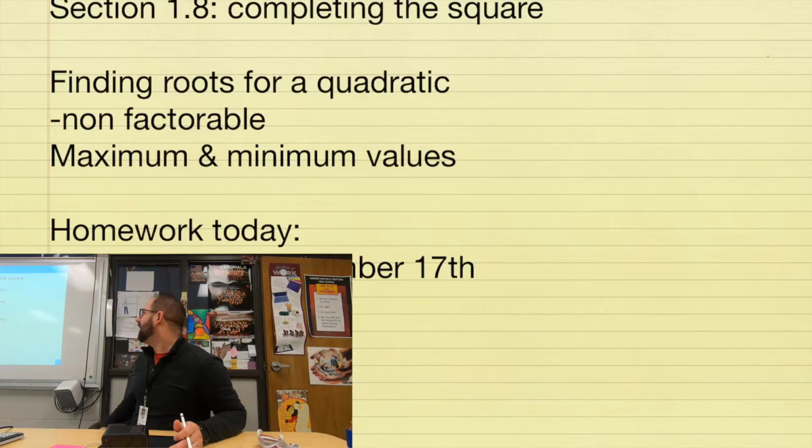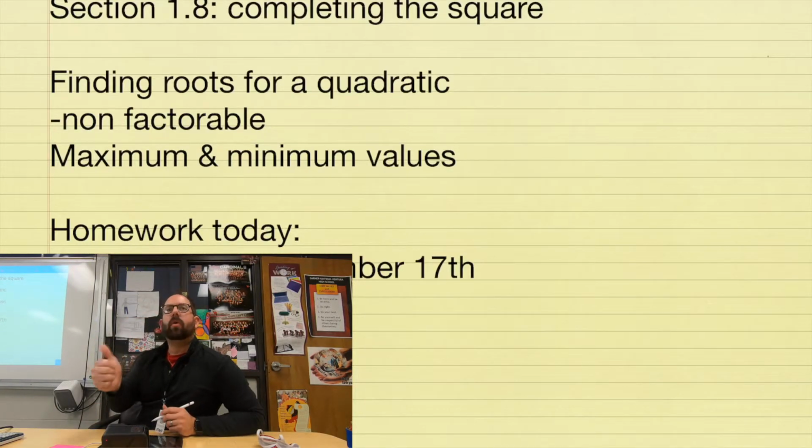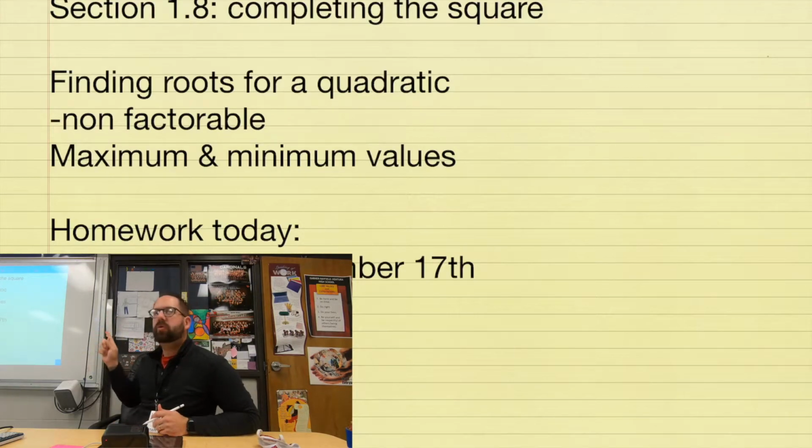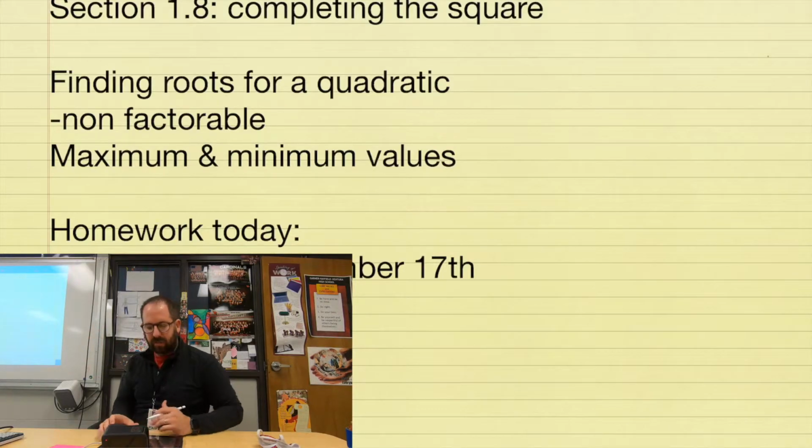All right, let's jump right in. So what you're looking at here, again, the goal is to find max or mins. You're just completing the square process to do it. Homework will be due on Tuesday next week. It's 5 problems. It's pretty easy. I've been trying to keep it simple and straightforward for you guys.